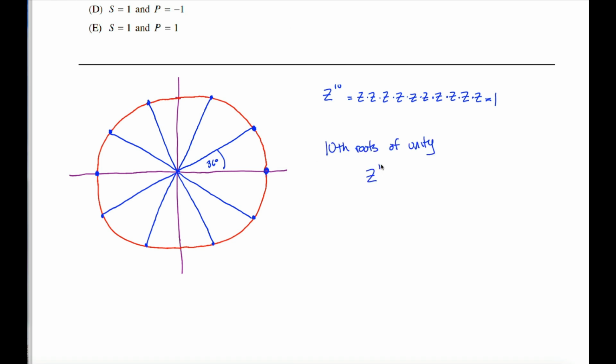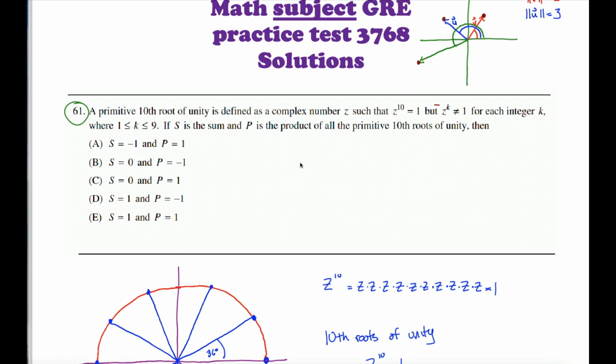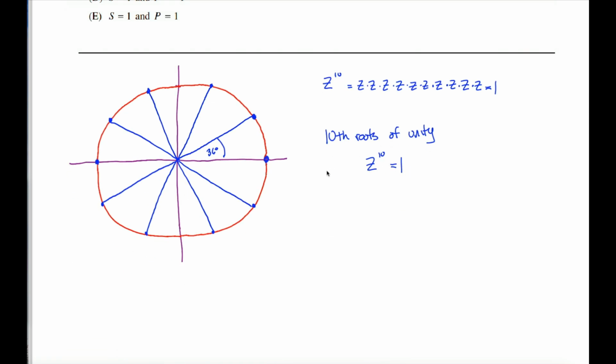Solutions to the equation z to the 10th power equals 1. However, if you reread the problem, we're not interested in the 10th roots of unity. We're interested in the primitive 10th roots of unity. So values that satisfy this equation, but don't satisfy the equation z to the first power equals 1, so we don't want this number, or z to the second power equals 1, so we don't want this number, or z to the third, fourth, fifth, sixth, seventh, eighth, or ninth power equals 1.